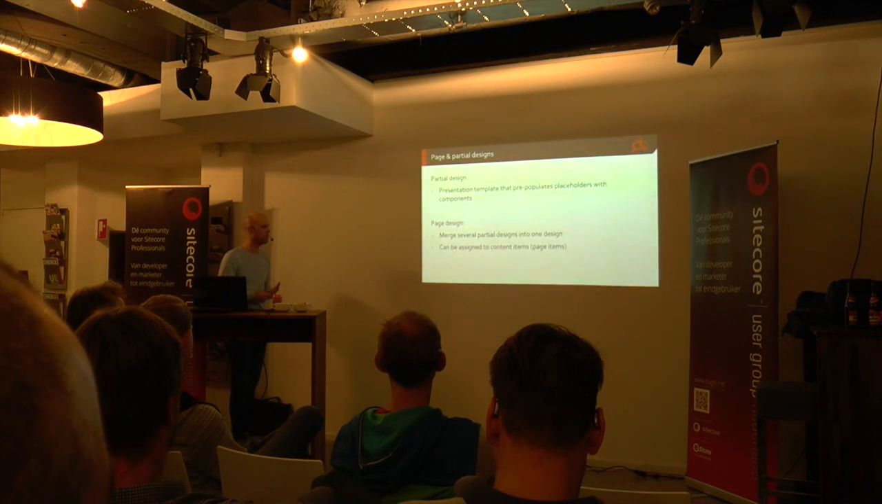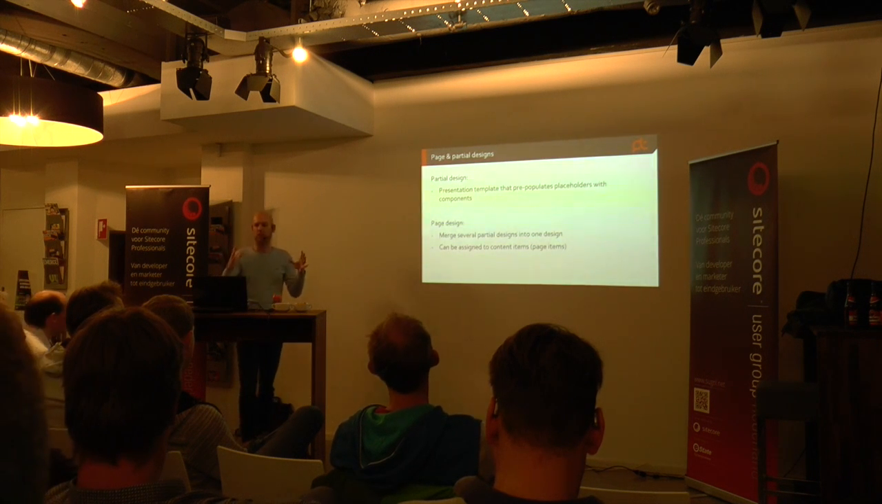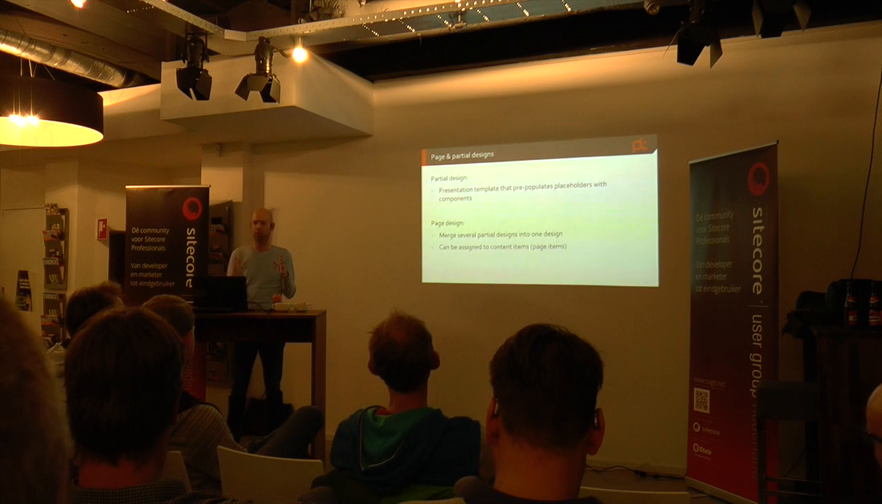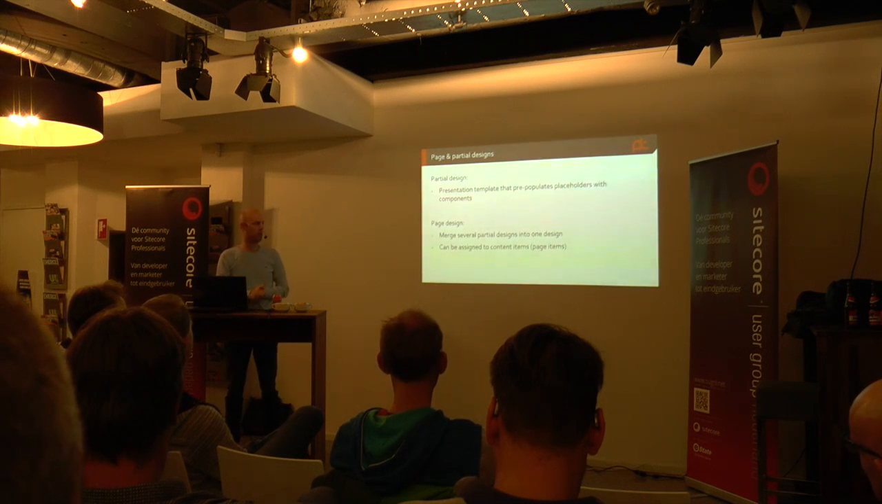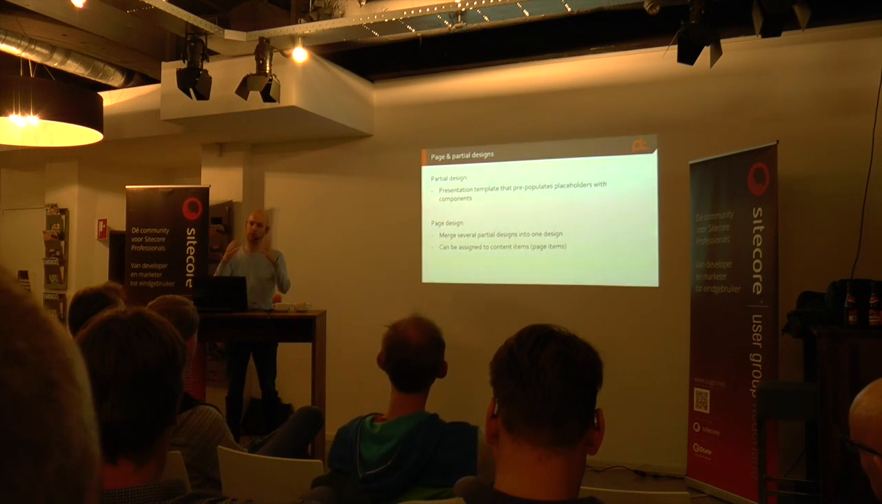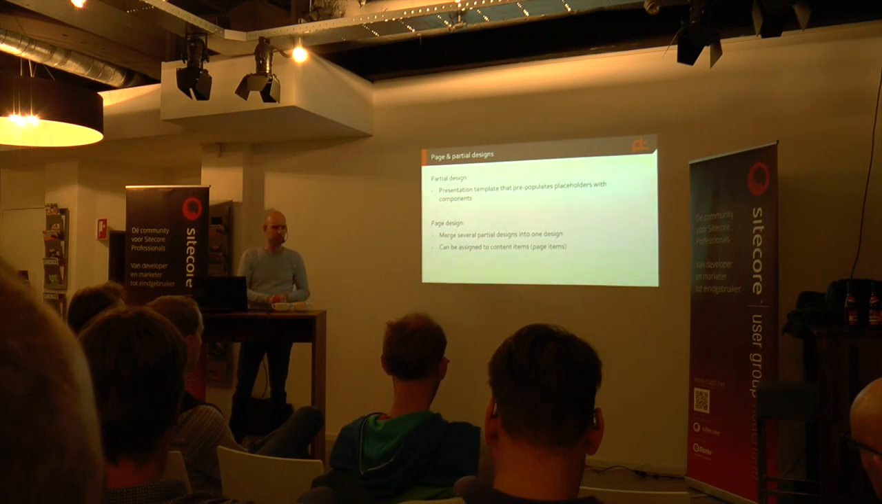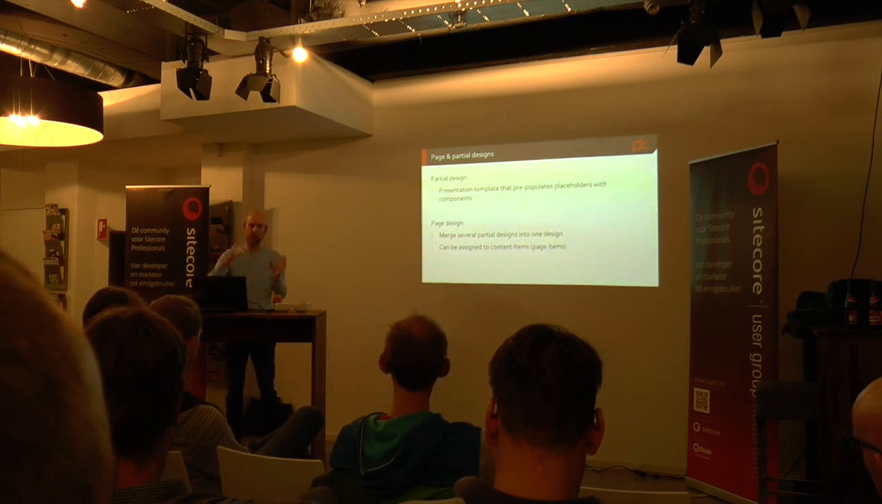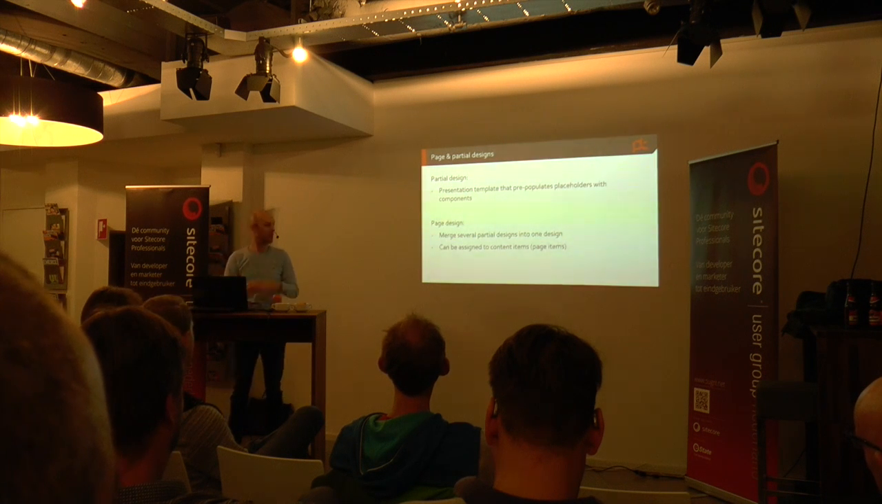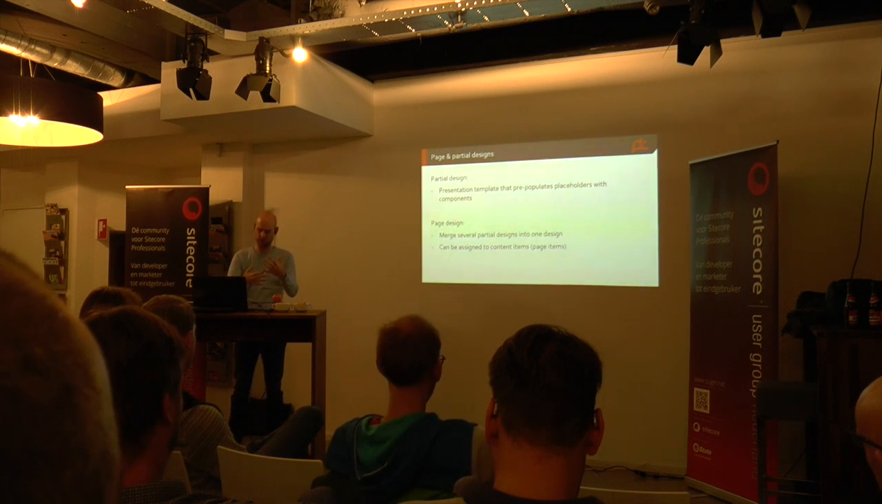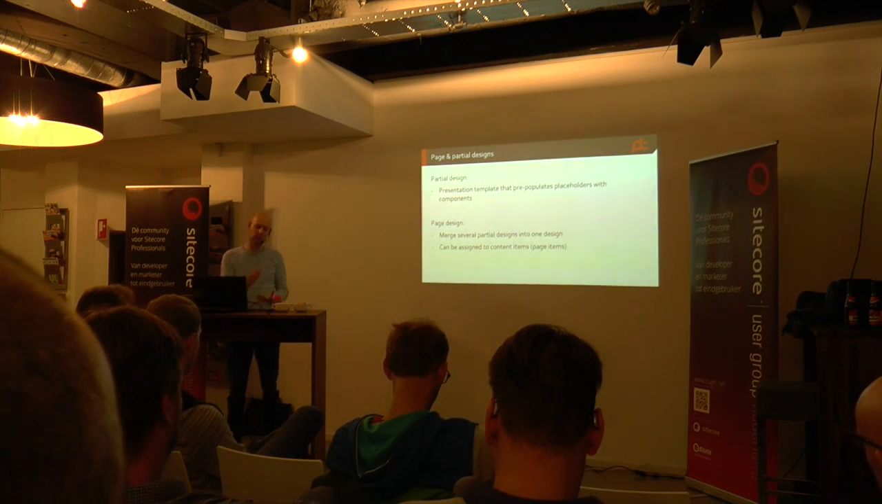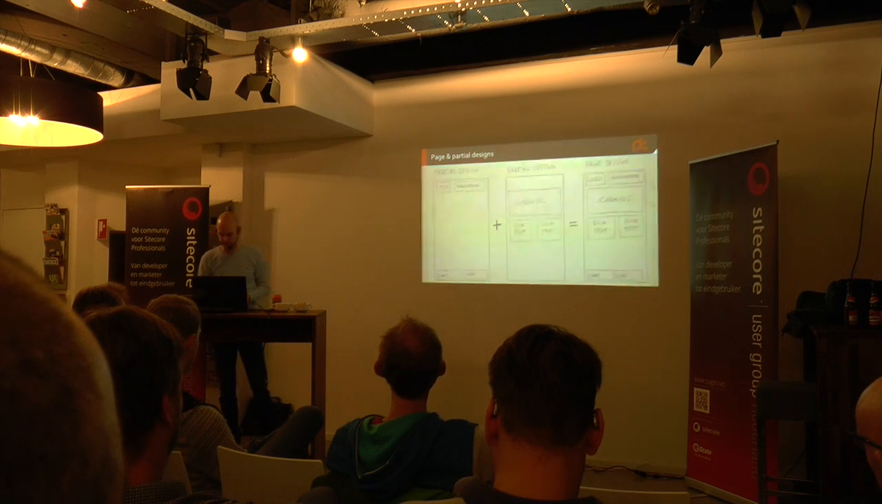So with partial designs, you can predefine a design based on that layout. So you can basically pre-populate certain placeholders with components, save that as a partial design. You can do that multiple times, so you can create more partial designs. And then with a base design, you can merge all those partial designs into one design. And then you can assign base designs to content items.